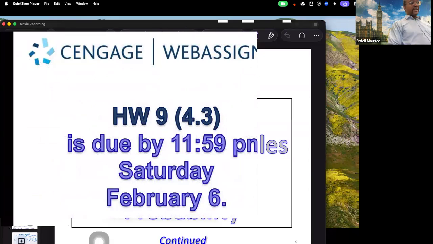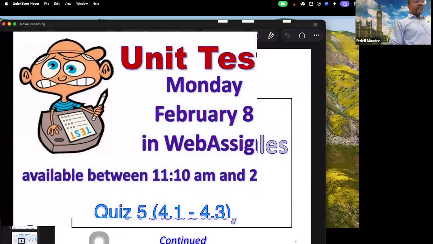All right, that's the end of 4.3. The unit test is not on Monday, February 8th. It is on Wednesday. What's today's date? What's next week Wednesday's date? The 18th? Yeah, it's on the 18th. I can stick a one right here. There you go. All right, let me take attendance.